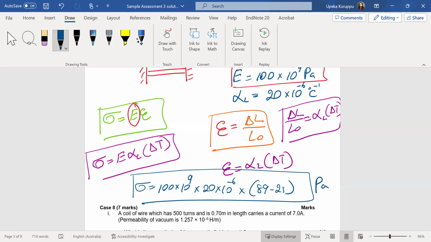128 megapascals. Yes, 128 and 6 zeros. So that means 128 megapascals. Okay, so your answer is 128 megapascals. 6 zeros, it's mega. Any question? No questions? No questions?